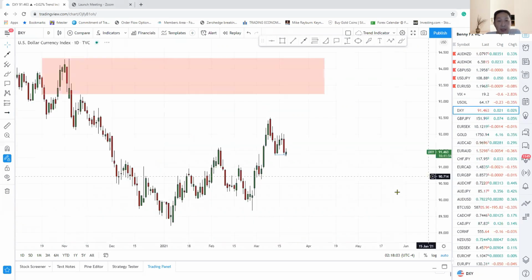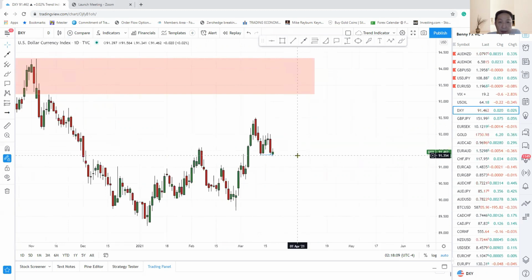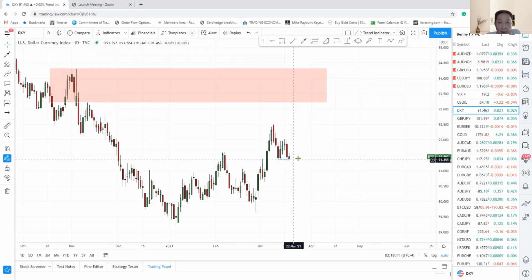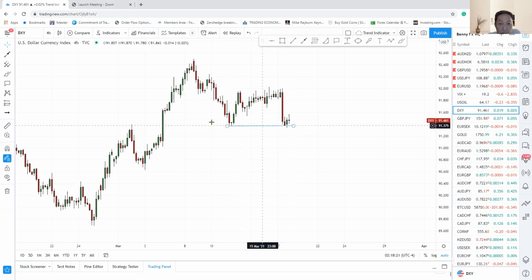Now, I take a look at the DXY on the daily time frame. I can see that DXY actually pulled back, and not only the pullback. If you zoom into the lower time frame, we can see that it actually traded lower yesterday, right? So what it meant is there are some stop losses that have been stopped out.